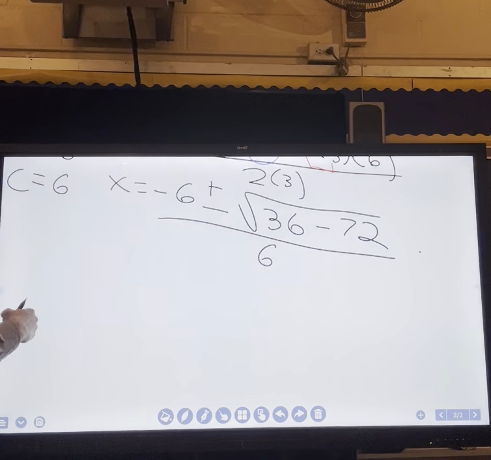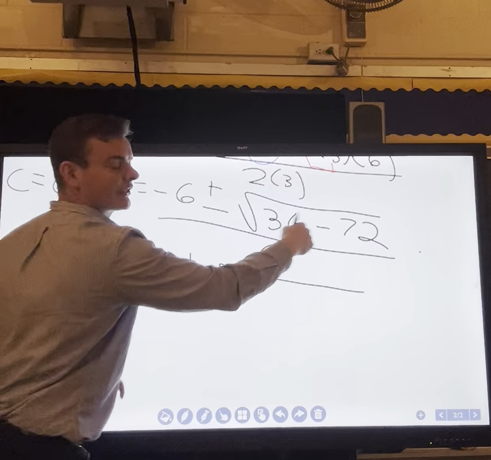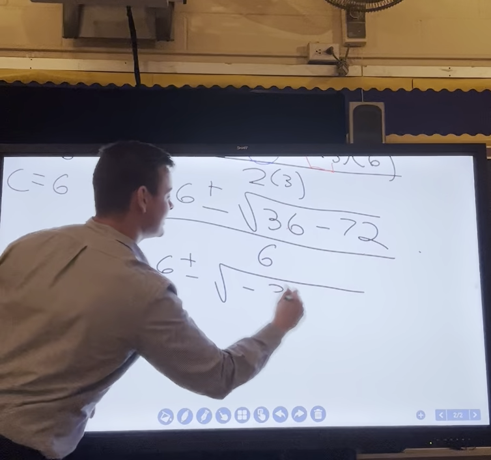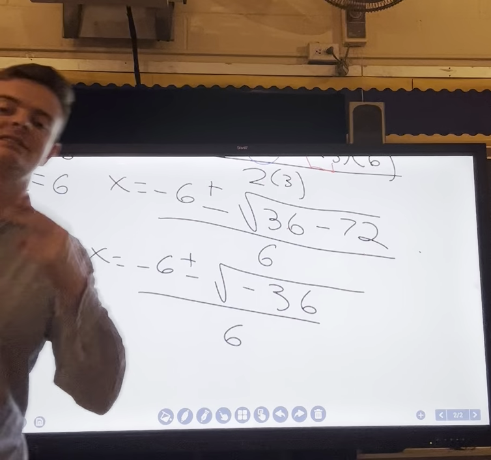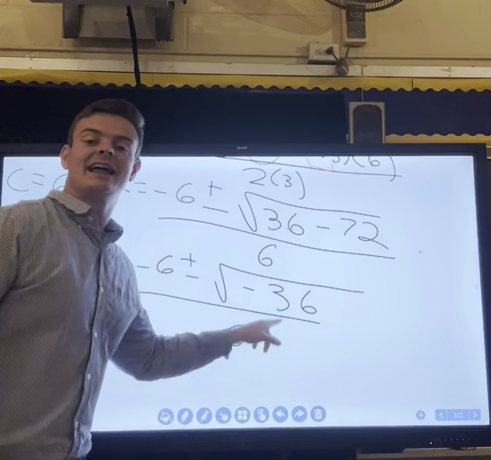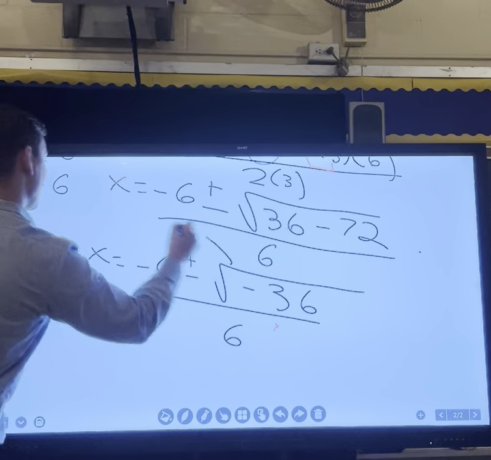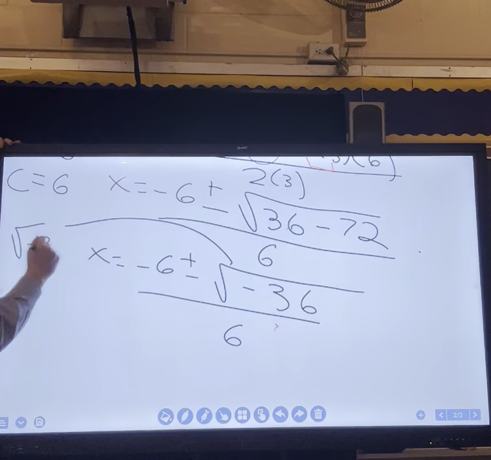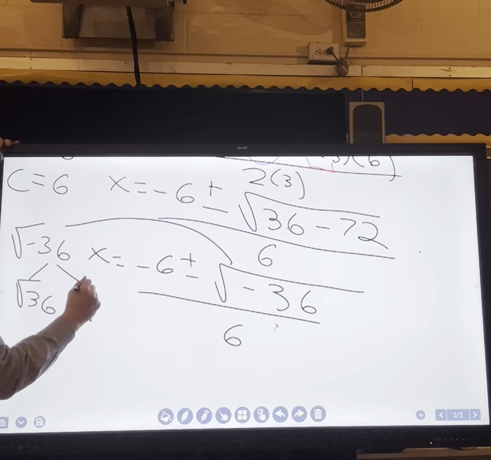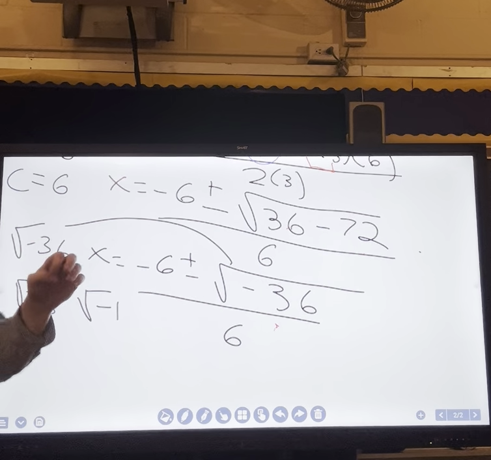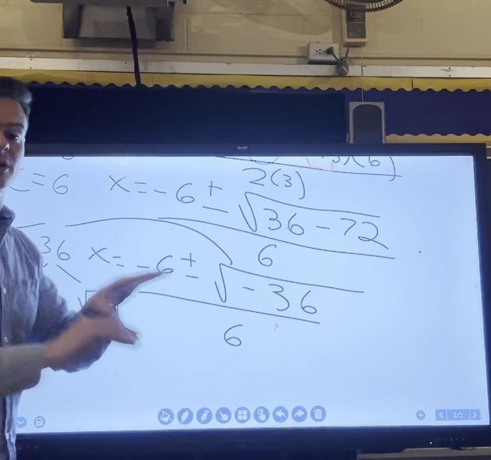I can keep going. x equals negative 6 plus or minus the square root. 36 minus 72, that's negative 36. All divided by 6. Here's the second curveball. I got this negative in the square root, which I don't really like. I take it to the side, and I split it up to be square root 36 and square root negative 1. I have a separate video dealing just specifically with negative square roots if you want to see that.